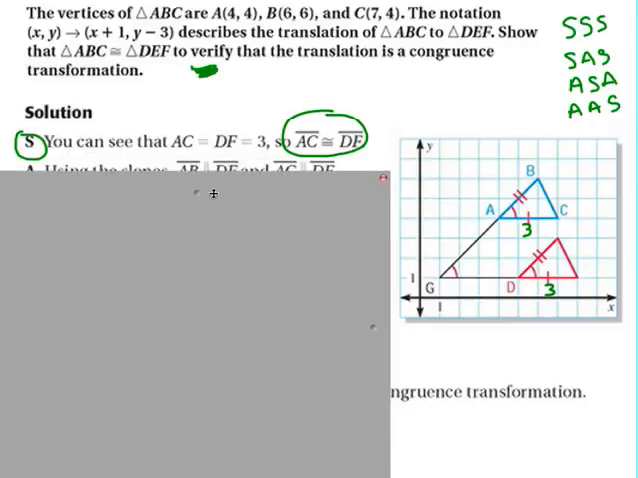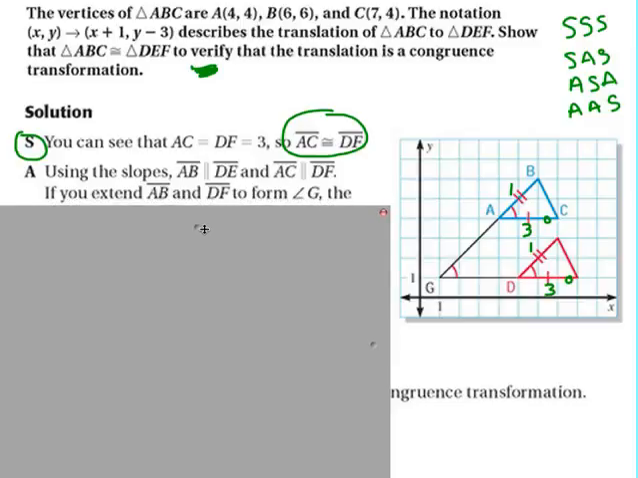Nice. Okay, using the slopes of AB. Well, let's see. The slope of AB is up 2 over 2, so I have a slope of 1. I have a slope here of 1 as well. That means these two are going to be parallel. We do the same thing with AC. This has a rise of 0, run of 3, slope of 0. So that means these are parallel.